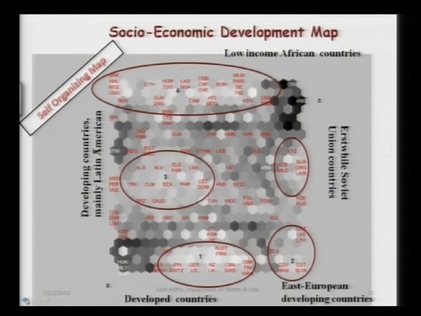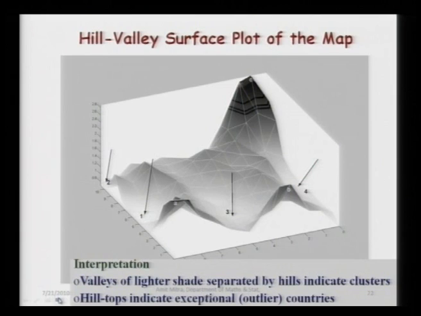The location of India is somewhere here, India, Yemen, with Egypt, Morocco and those countries sitting here. Pakistan and Bangladesh are of course very nearby to the type of patterns that India is exhibiting. Here once again we have the interpretation that valleys of lighter shade separated by hills indicate clusters. The hilltops, as we had discussed, this is a hilltop, this is another small hilltop. They are basically cases which are exceptional, atypical observations associated with outliers in the data.